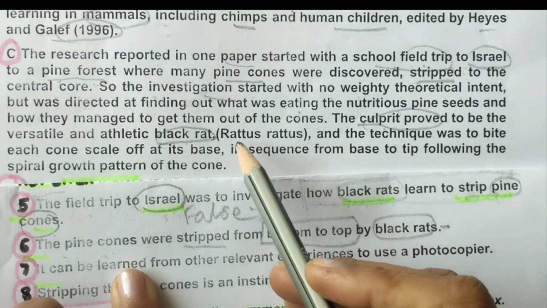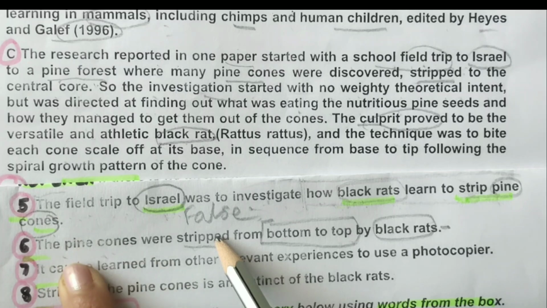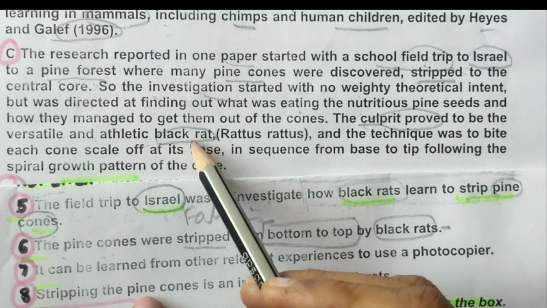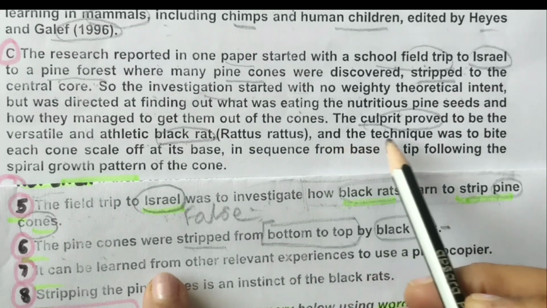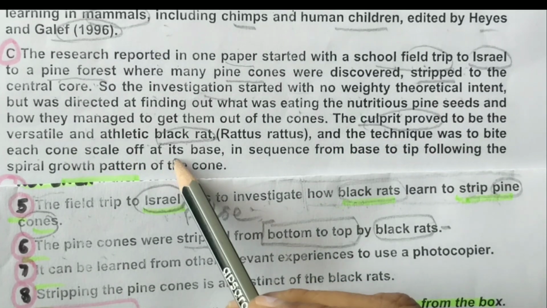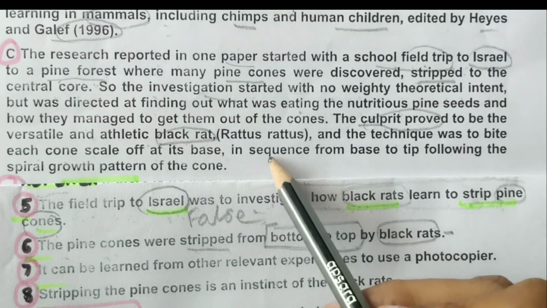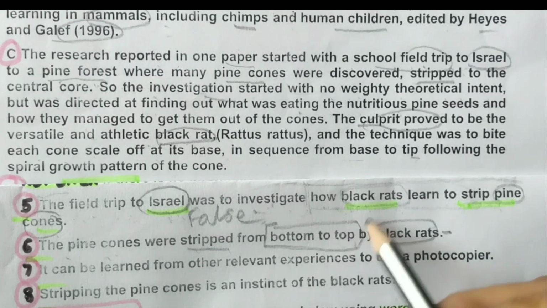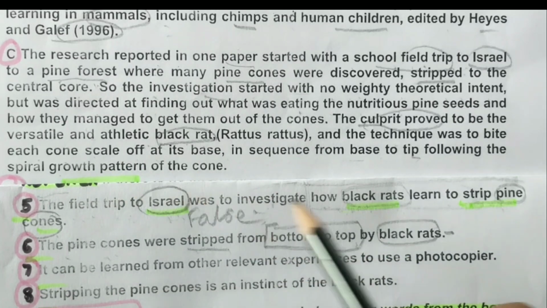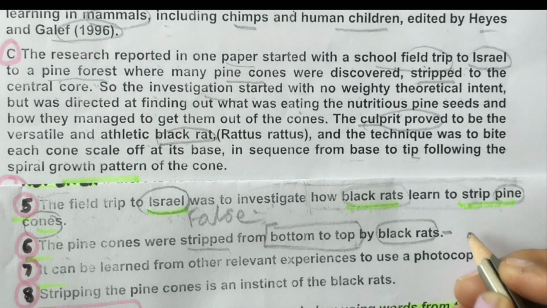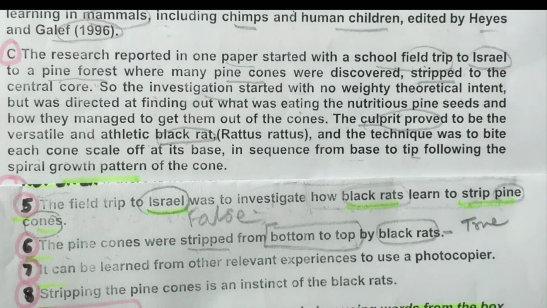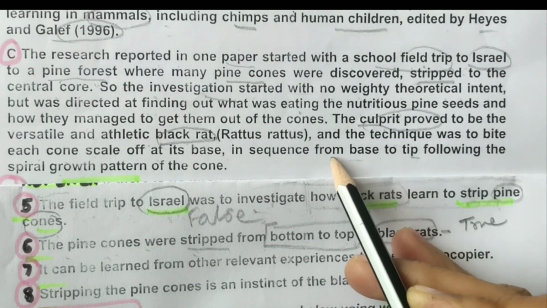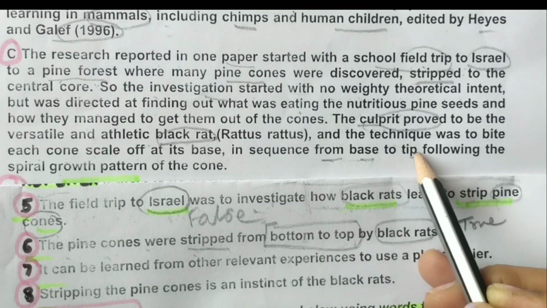Now they have started talking about black rats. We are looking for question number 6. The culprit proved to be versatile and athletic black rats, and the technique was to bite each cone scale off at its base, in sequence from base to tip. Base means bottom, tip means top, following the spiral growth pattern of the cone. So what is the answer for this? This is absolutely true. Pine cones were stripped from bottom to top. Base is bottom, tip is top.